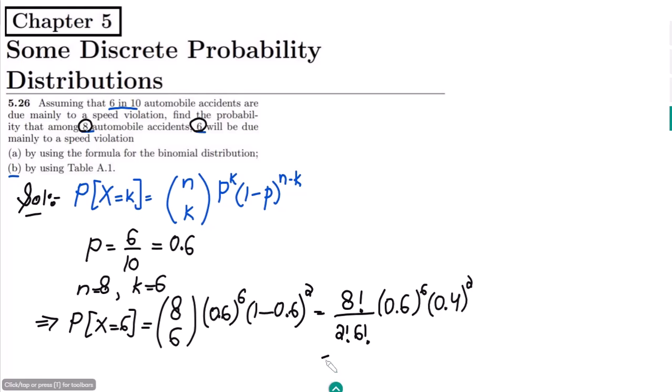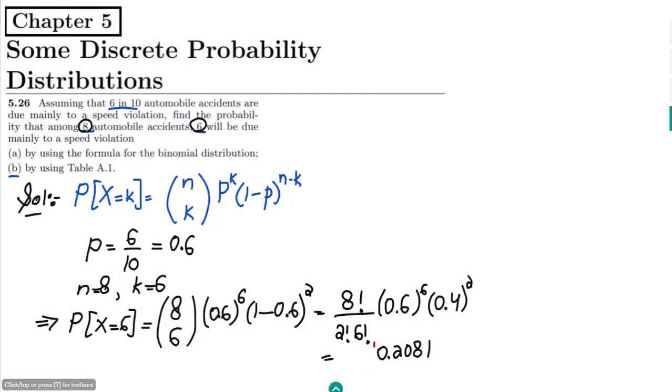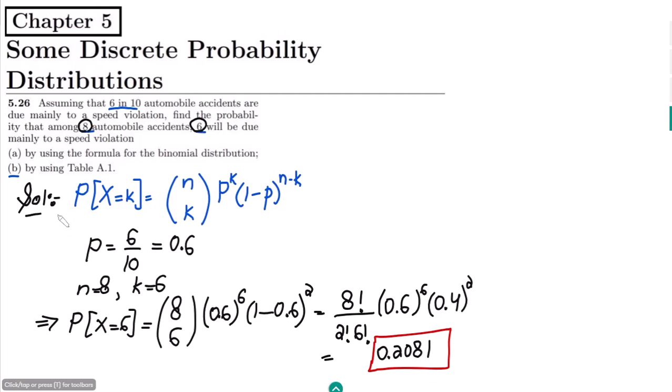Okay, solving it, at the end what will we get? The answer of it would be 0.2081. Okay, so that is basically the solution for part A of my question. Let me write here part A as well. So this is the solution of part A.